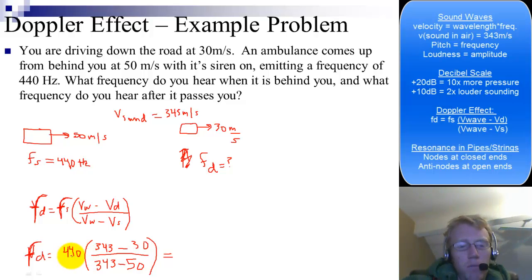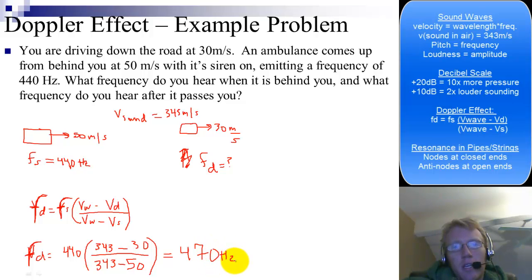And so we should see, because in the denominator we're subtracting more, the denominator will be smaller. So let's do this. 343 minus 30 is 313, divided by 343 minus 50, which is 293. So our conversion factor, oh, I got 0.1, that can't be right. 313 divided by 293 equals, there we go, 1.068 is our conversion factor. Then we times that by 440, and we get 470. So we'll hear a higher frequency as it is coming up from behind.